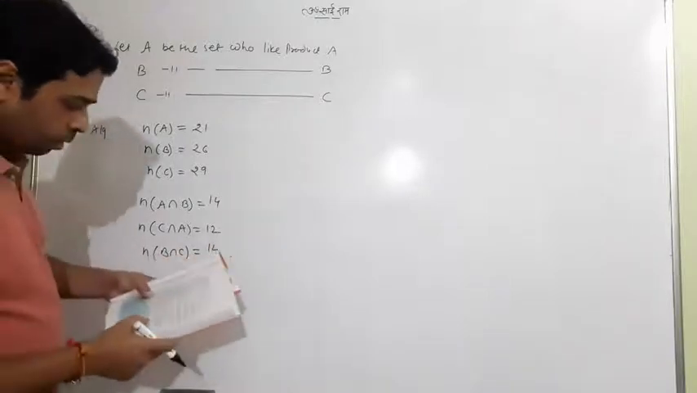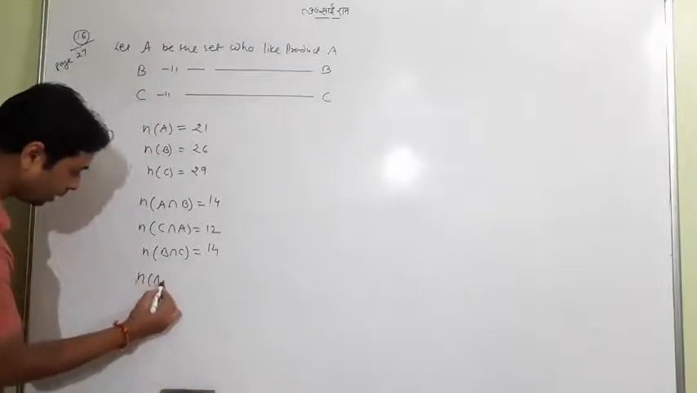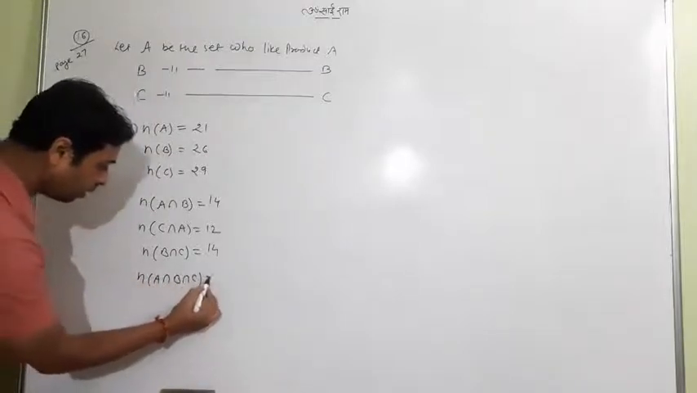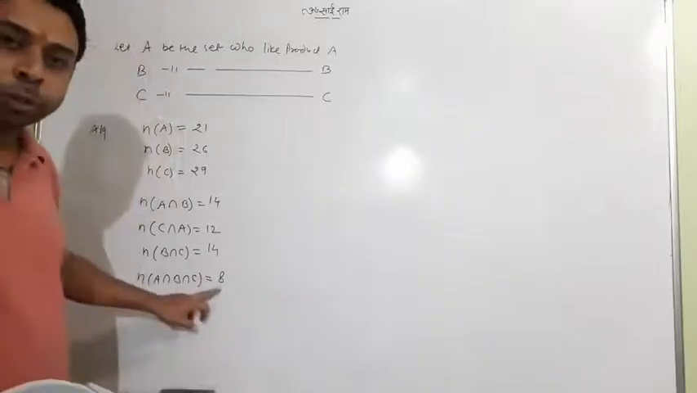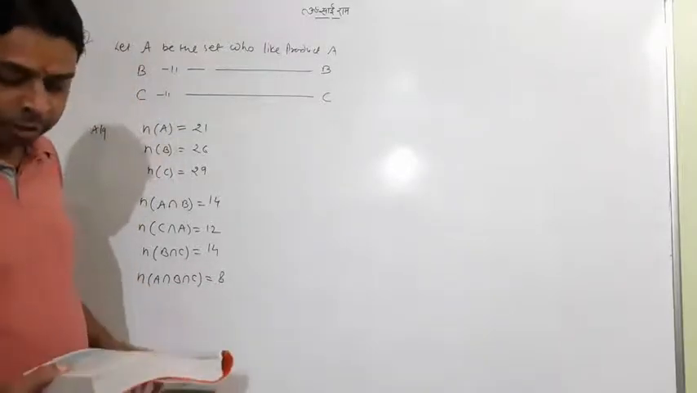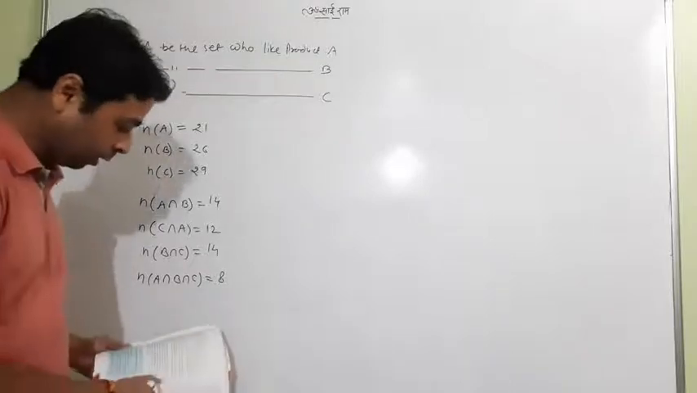Okay, no matter. 8 liked all 3. A intersection B intersection C is 8. These people like all 3 products, meaning A intersection B intersection C. The question says, find how many like product C only.